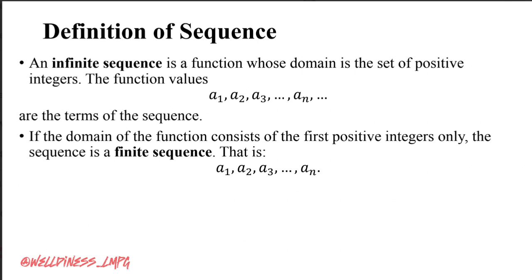An infinite sequence is a function whose domain is the set of positive integers. The function values a1, a2, a3, and so on up to an and so on are the terms of the sequence. And if the domain of the function consists of the first n positive integers only, the sequence is a finite sequence, that is a1, a2, a3, and so on up to an being the last term.